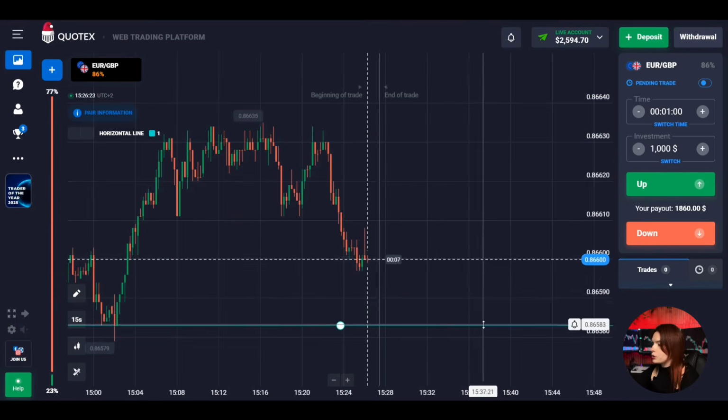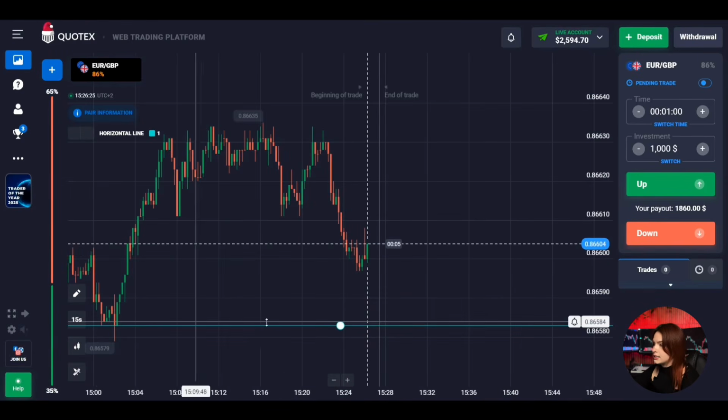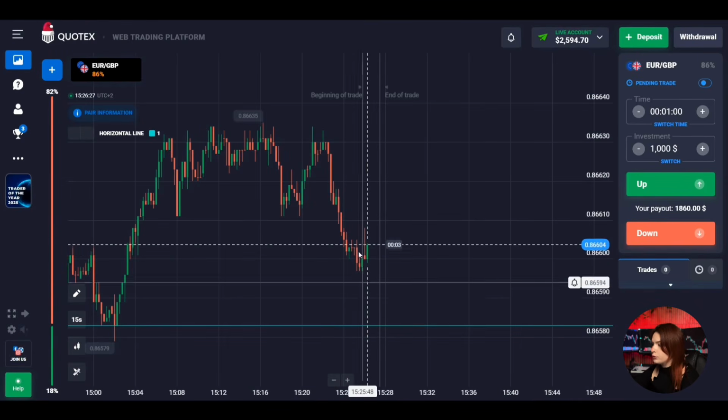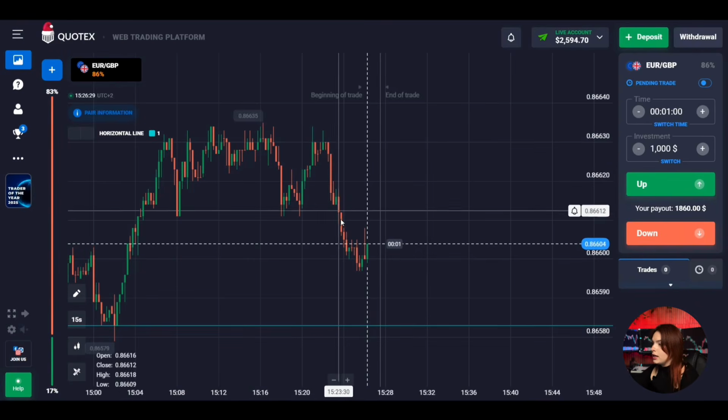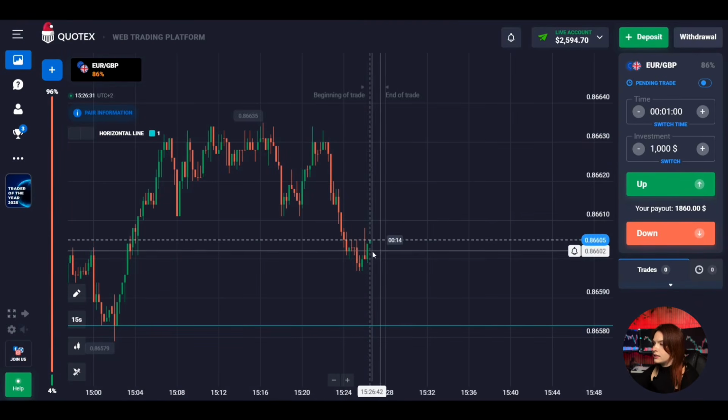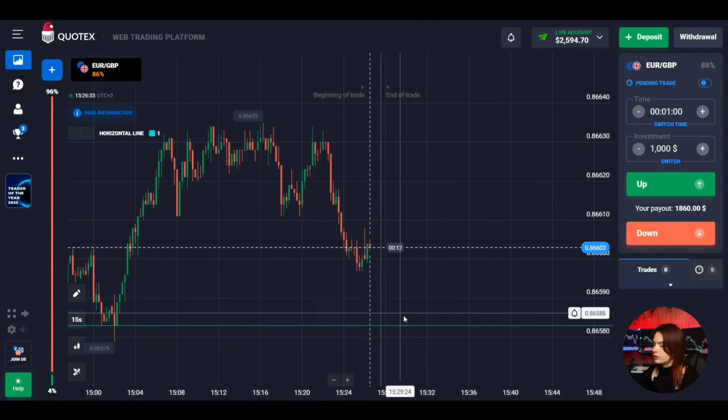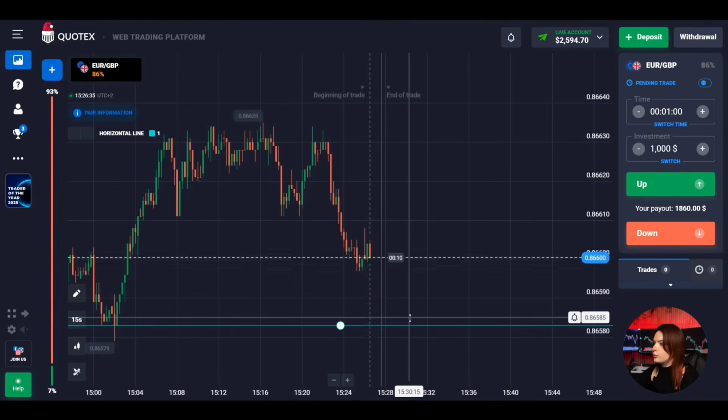So guys, we have a support level down here. At the same time, we can see that at the moment the downward movement is quite confident. The price is moving down and there's still a lot of room to reach the support level. It is likely that the price will continue to move towards the level in the near future.